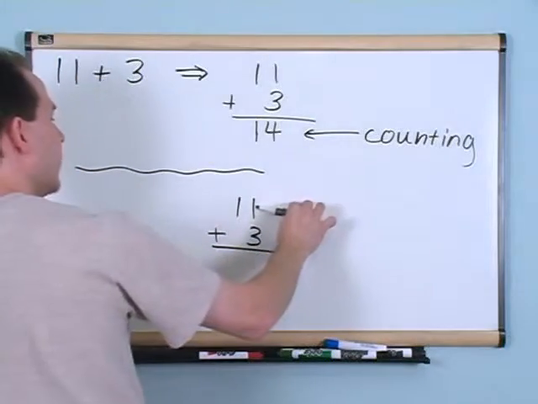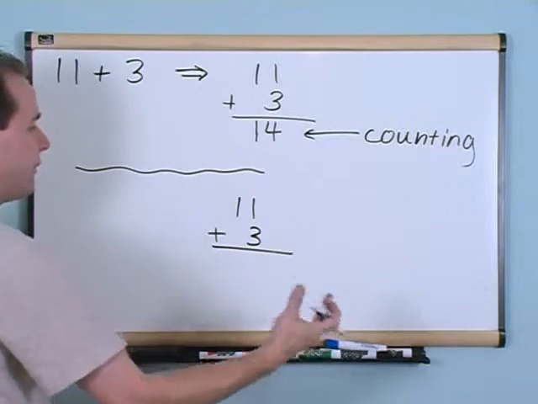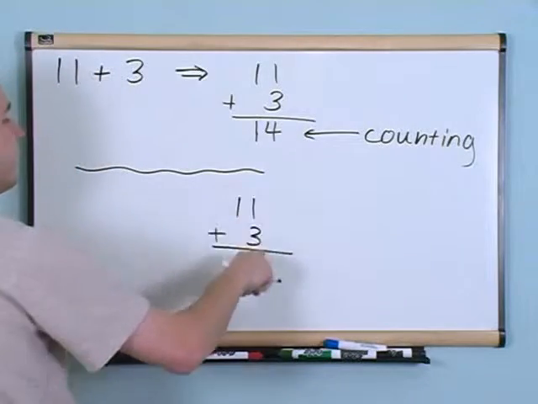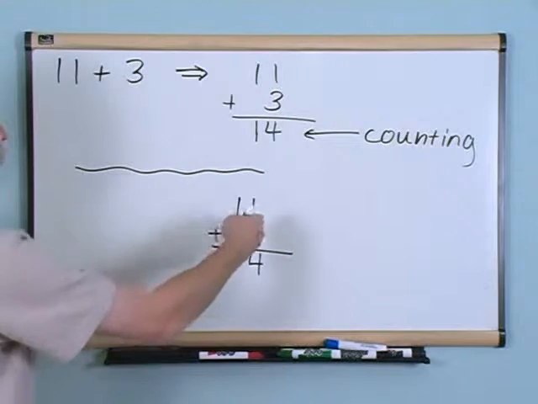Just look at this 1 and look at this 3. What's 3 plus 1? I think you should know 3 plus 1 is 4. So just write a 4 directly underneath these two numbers that you added together, okay? So now you're done with this column, okay?